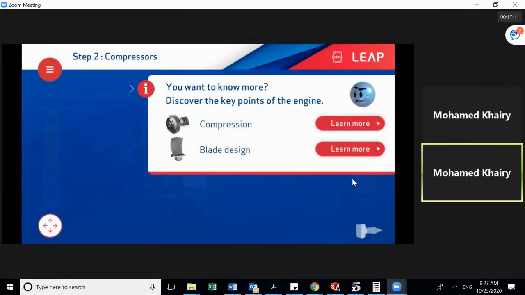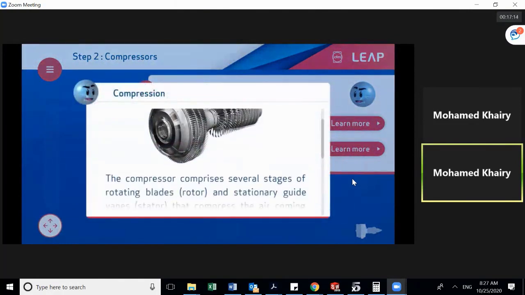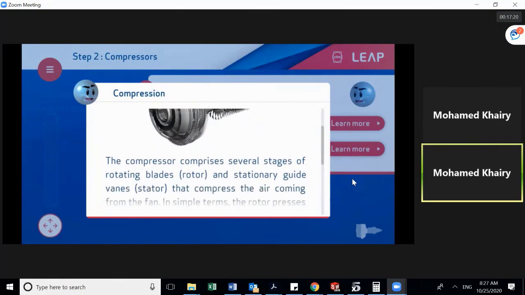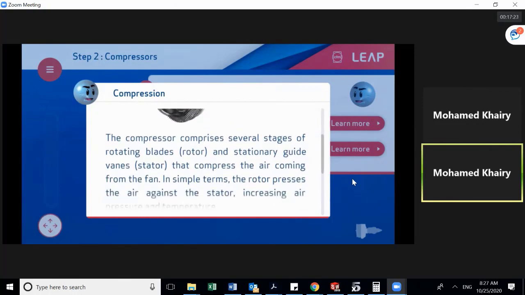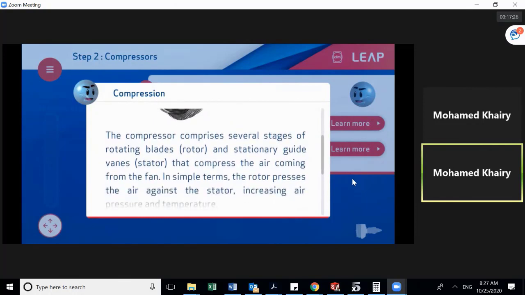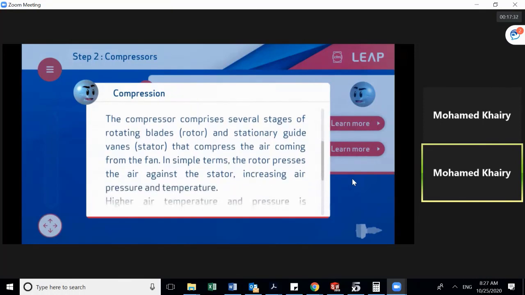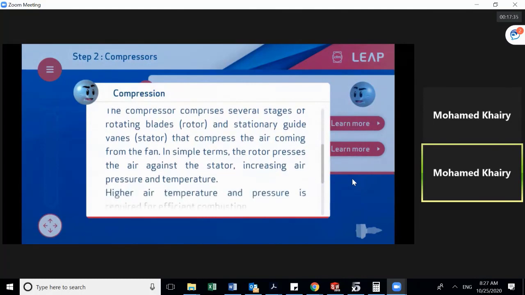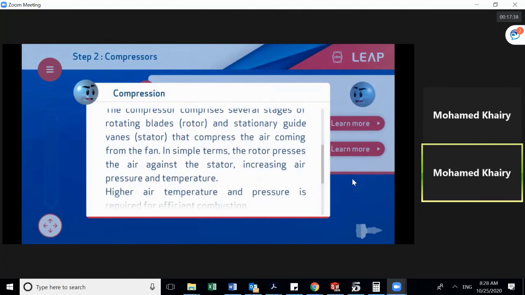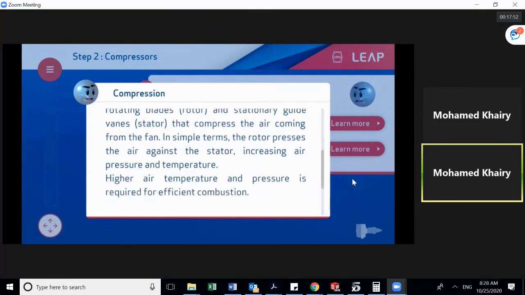We can investigate the compressor. The compressor comprises several stages of rotating blades, here rotor, and stationary guide vanes, stator, okay? That compress the air coming from the fan. So the air coming from the fan will be sucked by the fan, and then the compressor will be compressing it. In simple terms, the rotor processes the air against the stator, increasing air pressure and the temperature. So there is a stationary part, and there is a moving part. The moving part will process the air against the stator, and this will increase pressure and temperature.